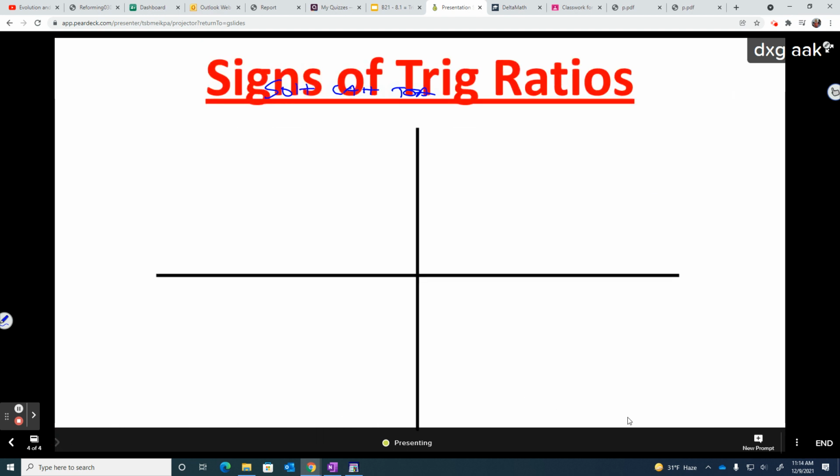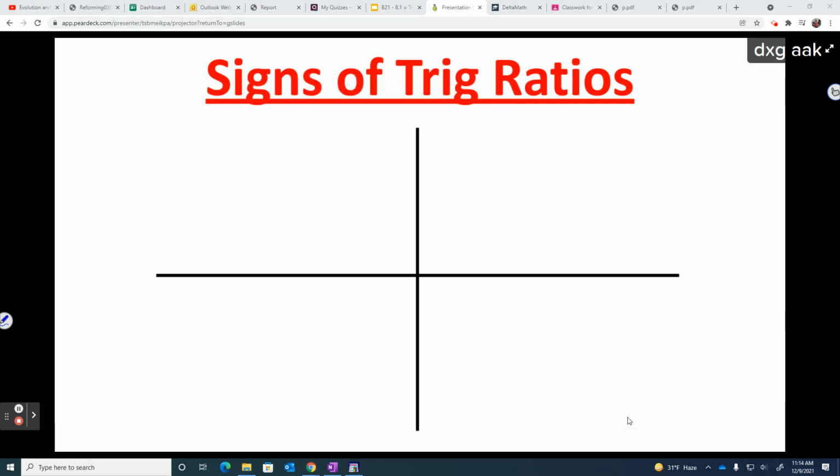Okay, so we're going to assign a positive or negative value to each trig ratio depending on what quadrant it's in. So if you just have a normal coordinate plane, and we have our 4 quadrants, this is your x-axis and this is your y-axis. In each of these 4 quadrants, every trig function is either positive or negative. So we're going to start in quadrant 1. Easiest one.